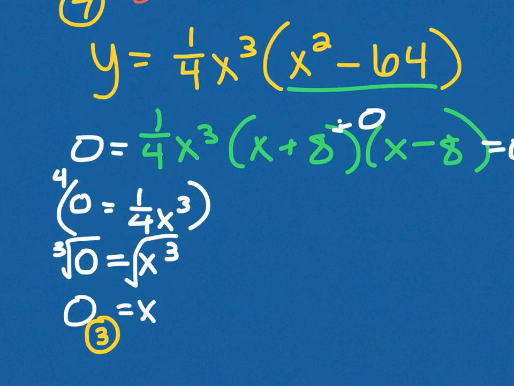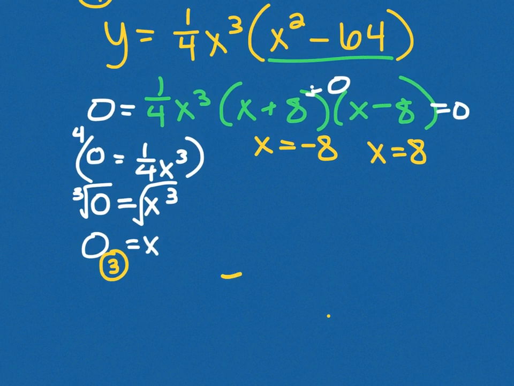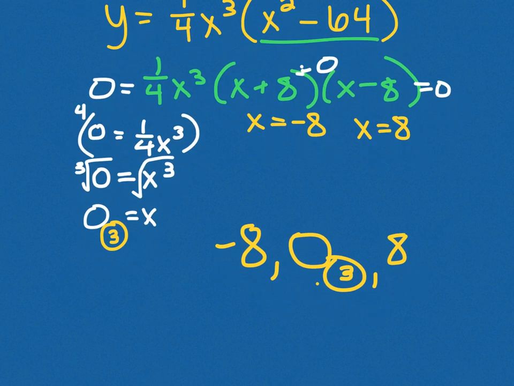And then this would be x equals -8, and this would be x equals +8, and both the multiplicities there are just 1. So my zeros are -8, 0 with a multiplicity of 3, and +8, which tells you it crosses through all 3 of those places.